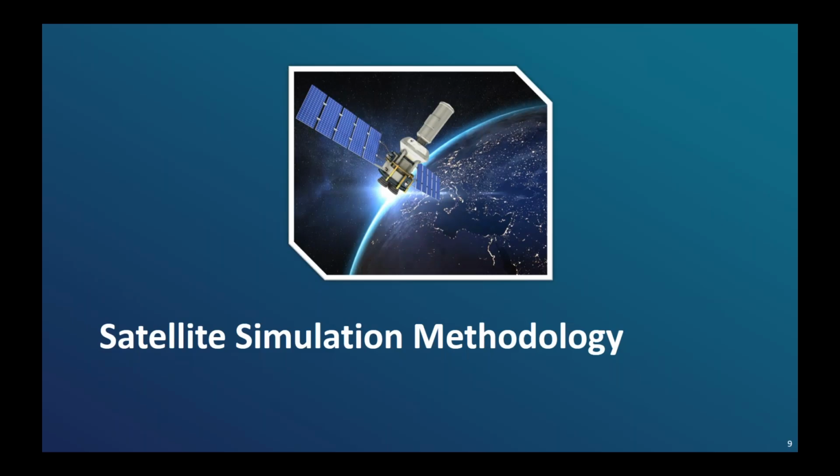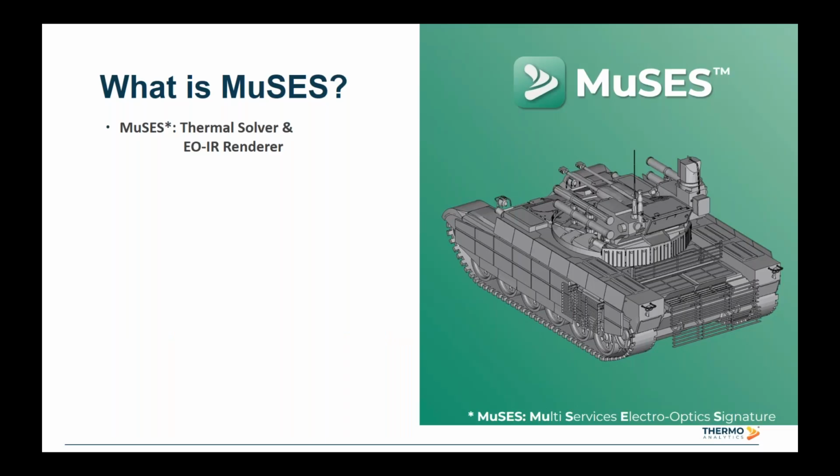So moving on to the simulation methodology that we're going to use for satellites here, I want to first start by explaining a bit about MuSES, in case some of the people dialing in aren't as familiar with MuSES and what some of its different applications are. So I'm going to use this ground vehicle to the right as a way of explaining MuSES, but there's lots of different types of targets and scenes and objects that can be simulated here.